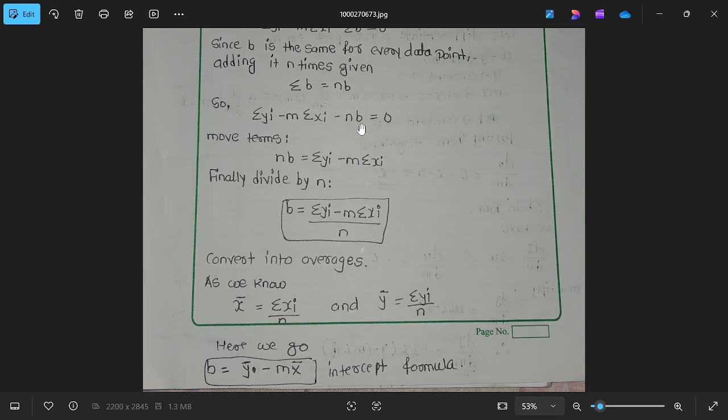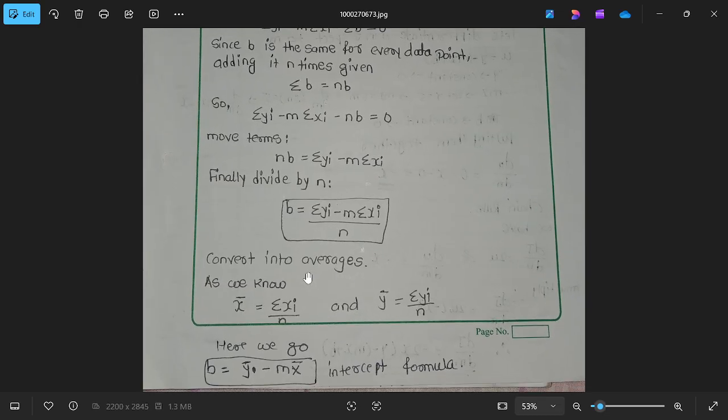Here we have taken the b to the right hand side. No, we have taken this whole equation to the left hand side, and this nb becomes positive. Finally we will divide it by the n, and this n cancels out.